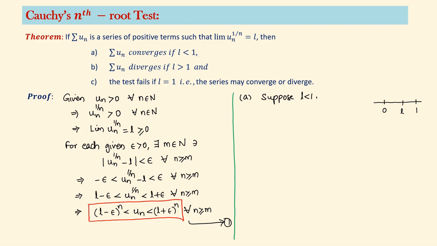So we have to choose epsilon in such a way that, see, this is L, always L minus epsilon will be on the left side of L and L plus epsilon will be on the right side of L. Since L is less than 1, we have to choose epsilon such that L plus epsilon is also less than 1. We can choose this because there are infinitely many real numbers between L and 1. So we choose epsilon so that L plus epsilon is still less than 1.